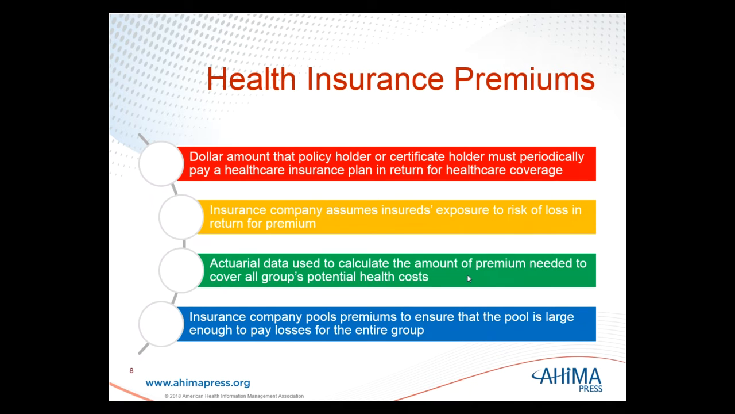Actual data is used to calculate the amount of premium needed to cover all groups' potential health costs, and the insurance company pools premiums to ensure that the pool is large enough to pay losses for the entire group. So again, the premium payments for the group, combined in that pool of money, must be large enough to pay losses for the entire group. Premium payments for insurance are calculated to pay for all potential covered healthcare costs for an entire group of patients.